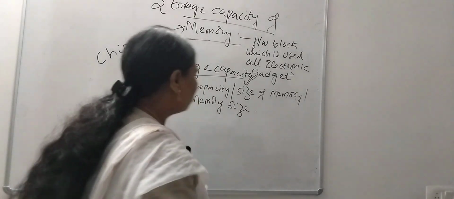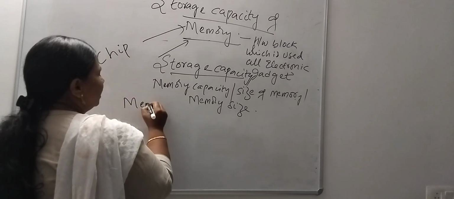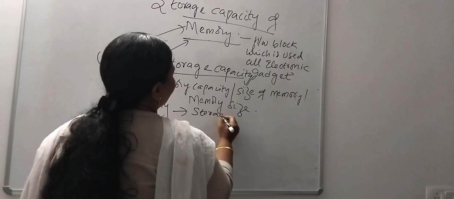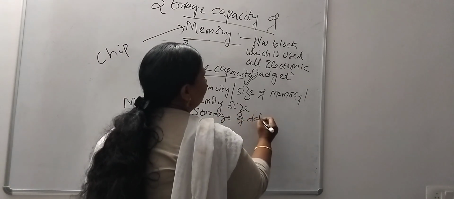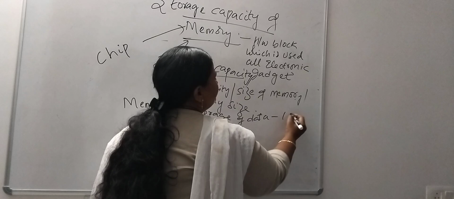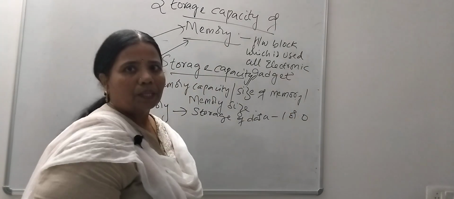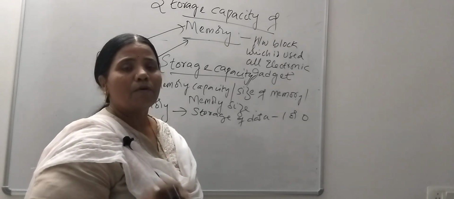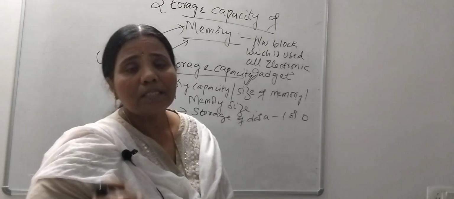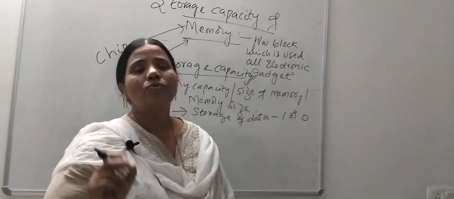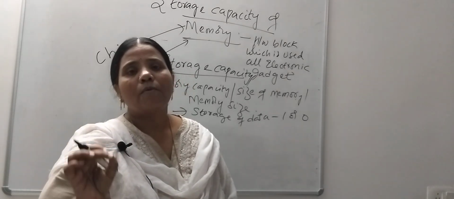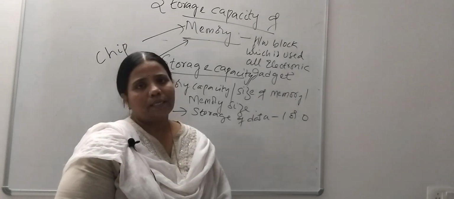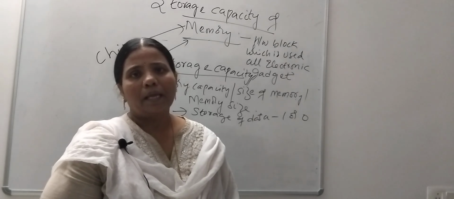This storage capacity, already in my last video I discussed that this memory is mainly used for storage of data. How will this data be stored? In the form of 1 or 0. Whatever storage it is doing in the form of 1 and 0, the capacity of the memory which is used to store the data in the form of 1 and 0, that capacity we call a storage capacity or memory capacity.